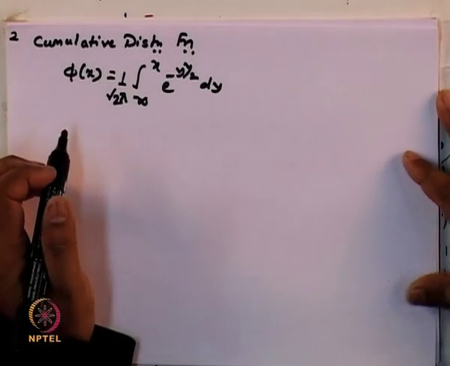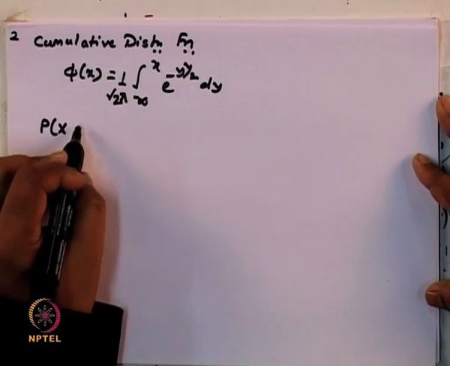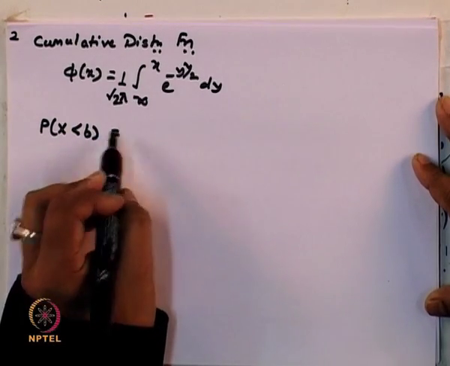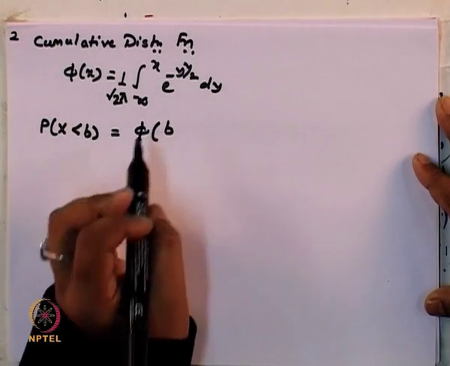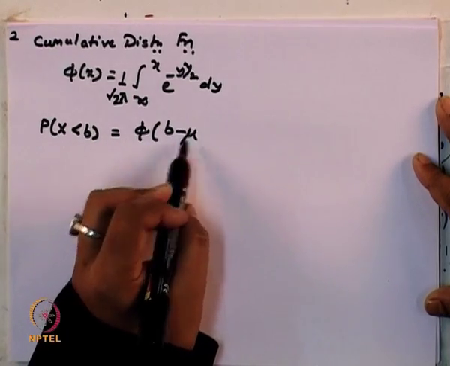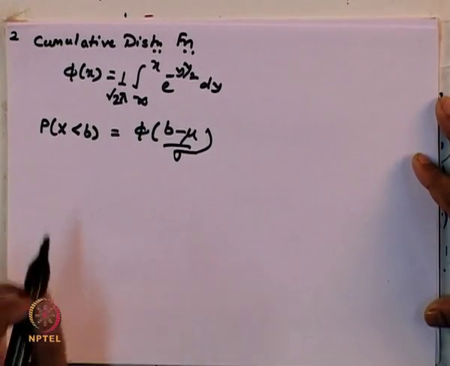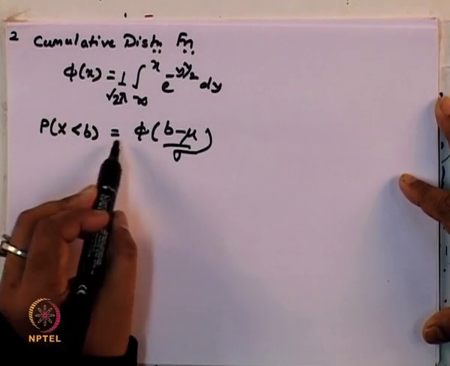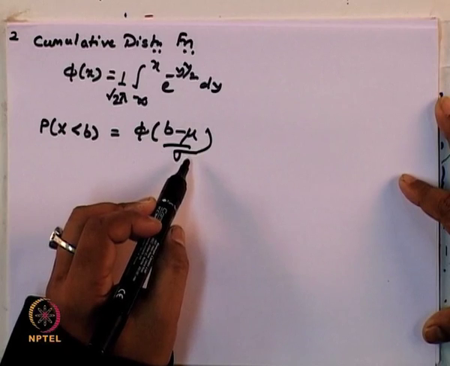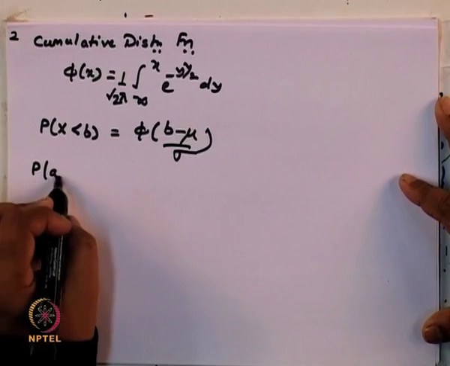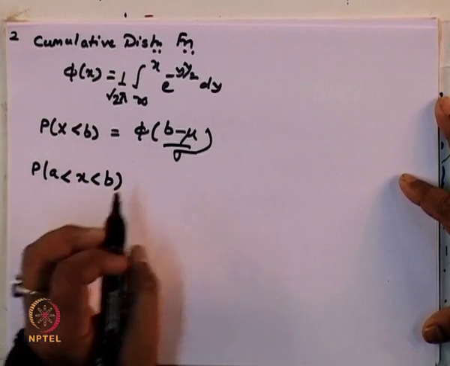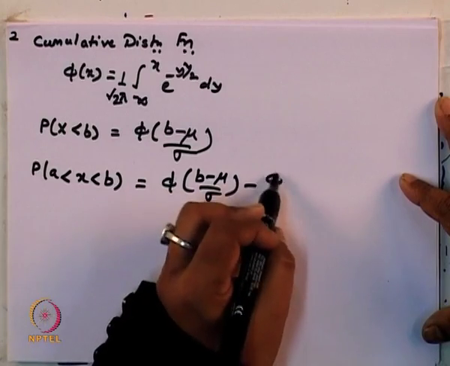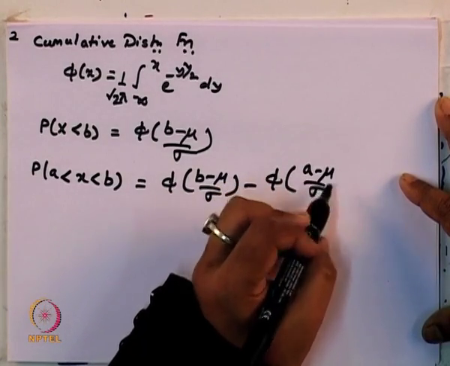If you have any x, the probability of x less than b can be converted to a standard normal variable and is equal to phi of (b minus mu) by sigma. So, if x has mean of mu and variance of sigma square, then P of x less than b is nothing but phi of (b minus mu) by sigma. Similarly, probability of a less than x less than b will give you phi of (b minus mu) by sigma minus phi of (a minus mu) by sigma.